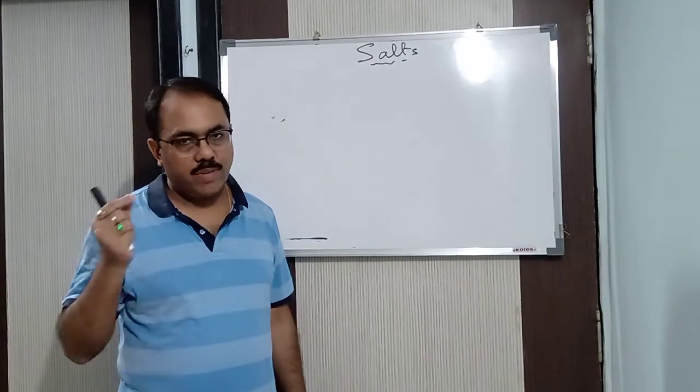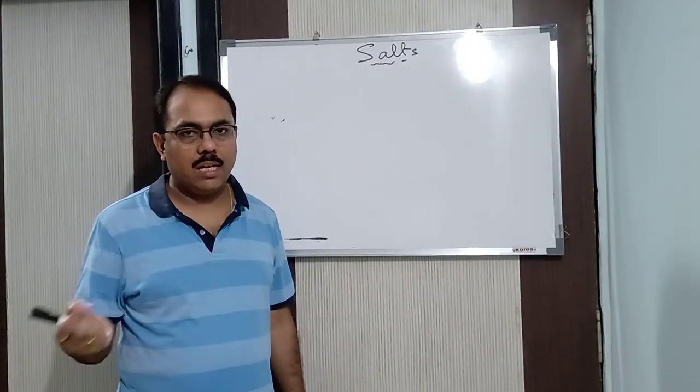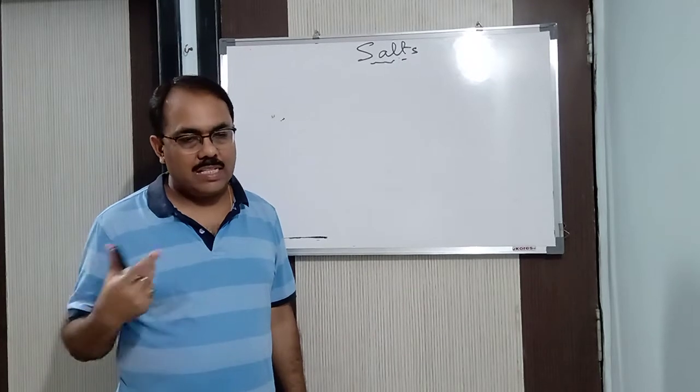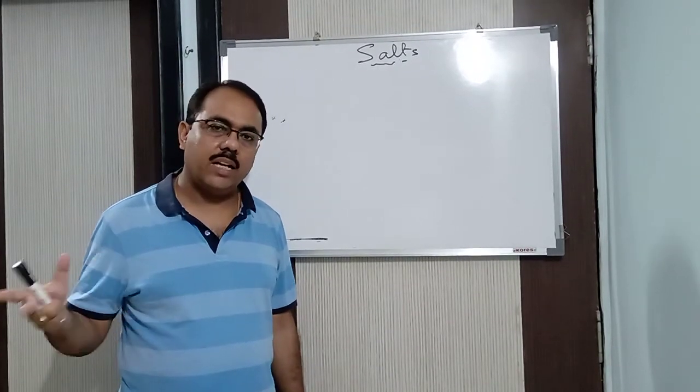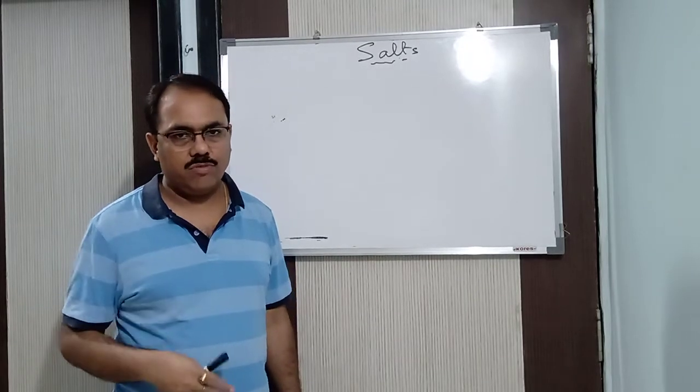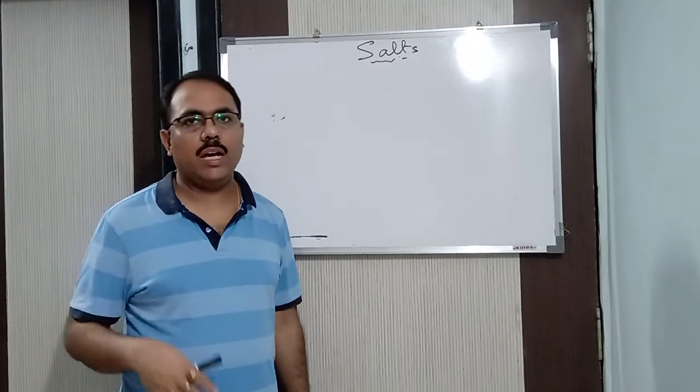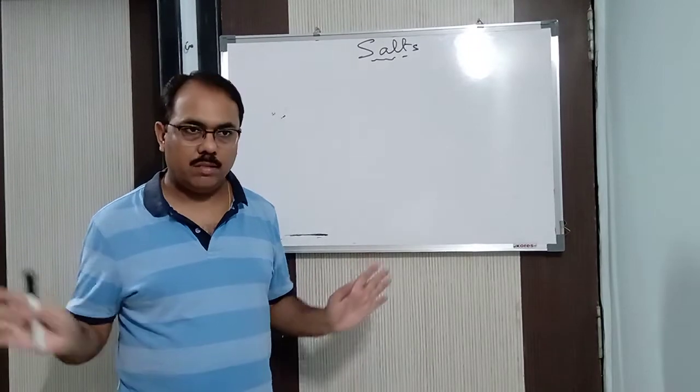I also told you some examples like sodium chloride, NaCl, and potassium chloride, KCl, where Na and K are positively charged ions and Cl minus is a negatively charged ion. Similarly, we have K2SO4, NaNO3, NH4Cl. There are so many.